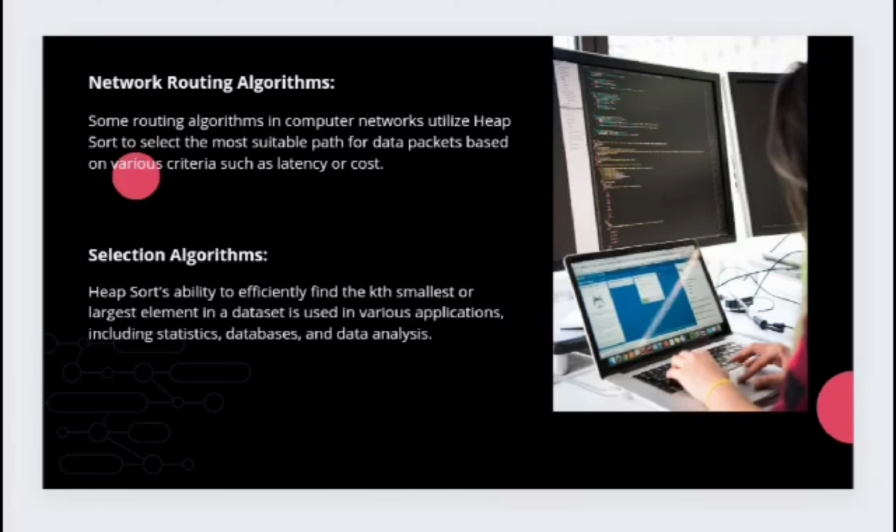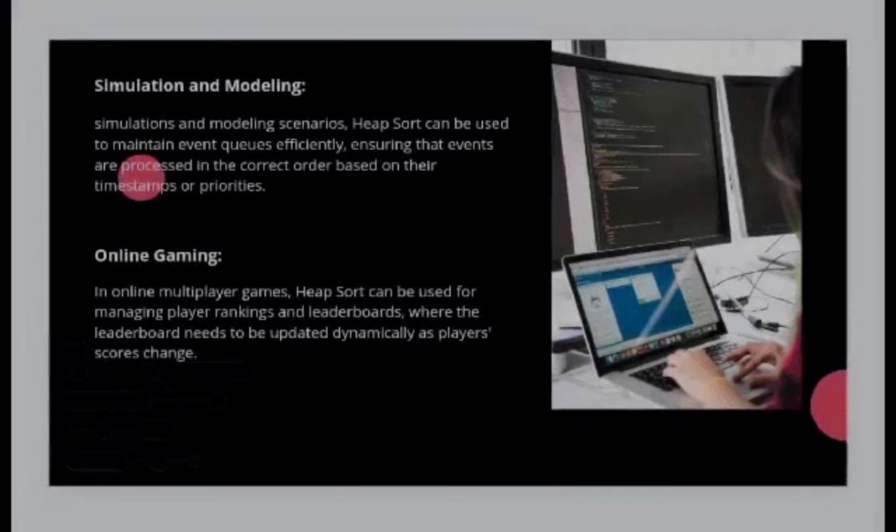Some routing algorithms in computer networks utilize heap sort to select the most suitable path for data packets based on various criteria such as latency or cost. Selection algorithms. Heap sort's ability to efficiently find the smallest to largest element in a dataset is used in various applications including statistics, databases, and data analysis.